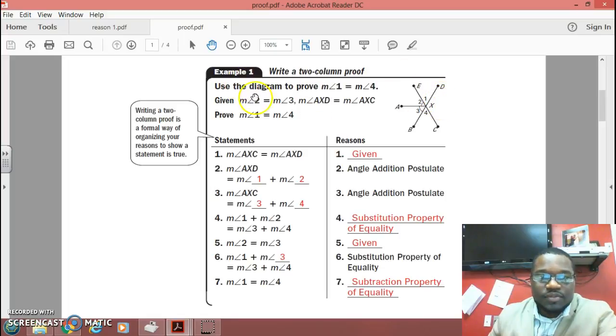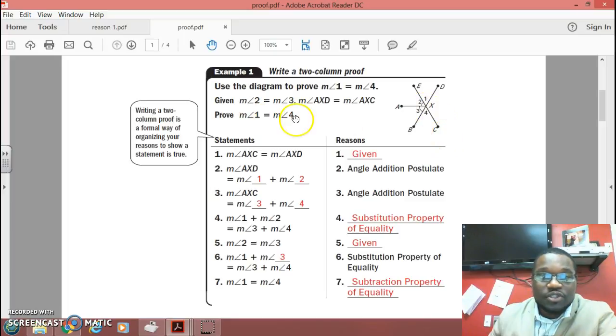Here's an example. They want us to use this diagram to prove that the measure of angle 1 is equal to the measure of angle 4. And they tell us that angle 2 is equal to angle 3, and angle AXD is equal to angle AXC.